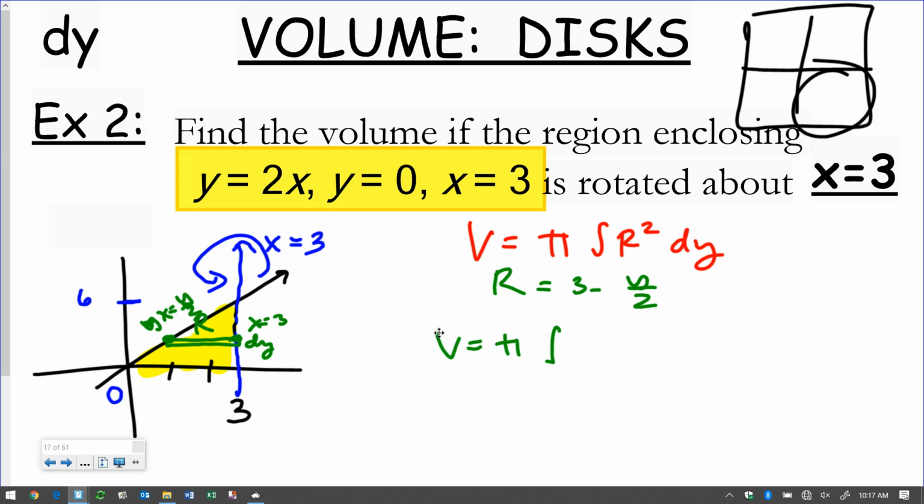Then you just put it right into the formula: 3 minus y over 2, squared, dy. Don't forget the pi. Actually, that's what I forget. If you forget the pi on your homework or your test, you just get a minus 1, as long as it was set up right. And this is a dy problem, so go look at my region. What's my lowest y value? 0. What's my highest y value? 6. And there is your formula.